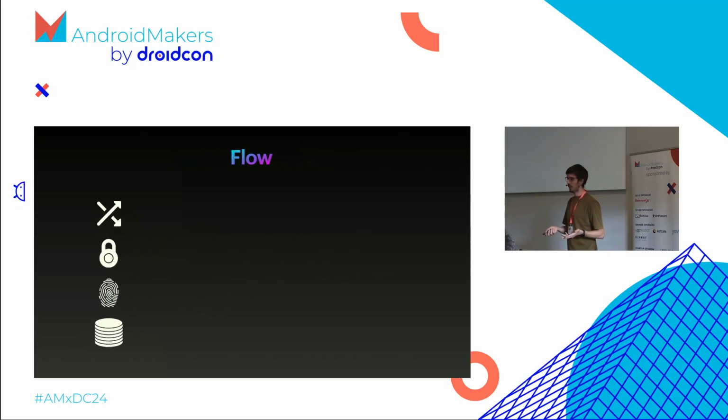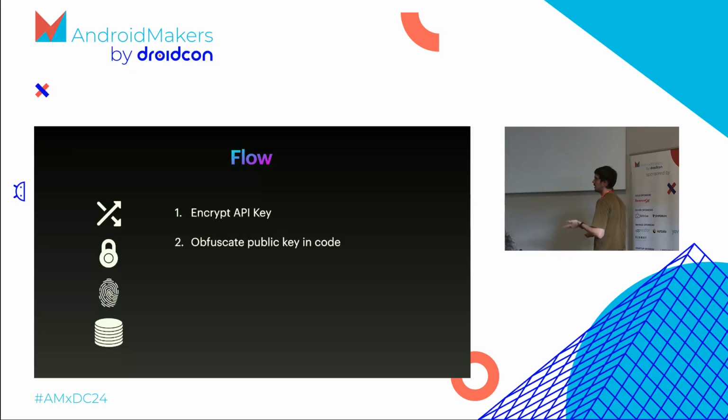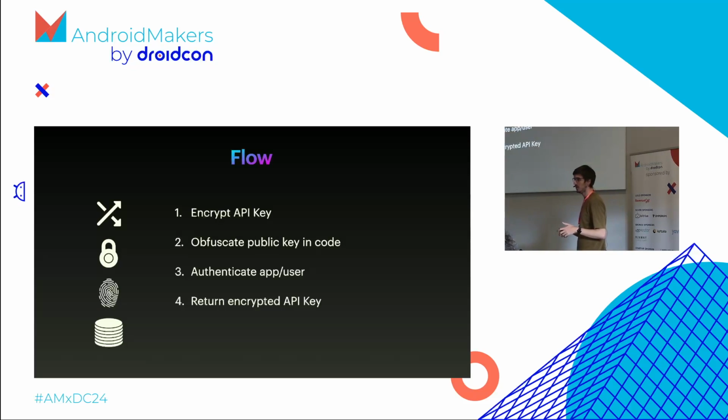So a possible flow here: you encrypt your API key, you obfuscate it in your source code, you authenticate the user when they start the application, and then you fetch from the remote, returning the encrypted API key, and then you just decrypt it at runtime and pass it to the Gemini SDK.